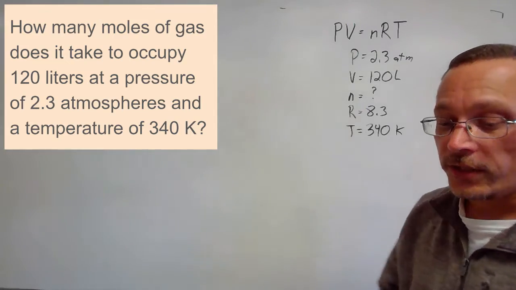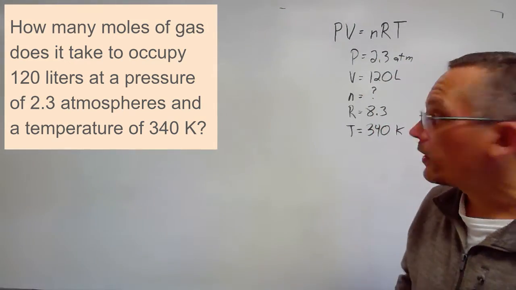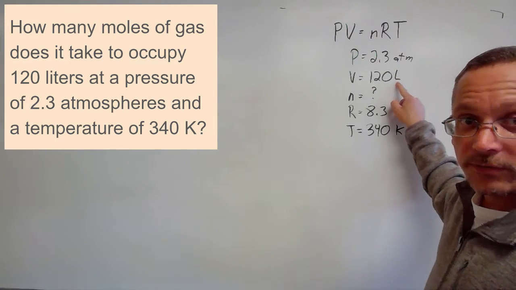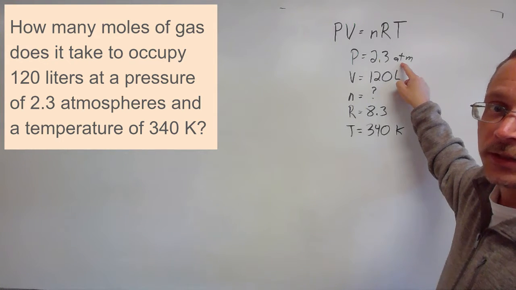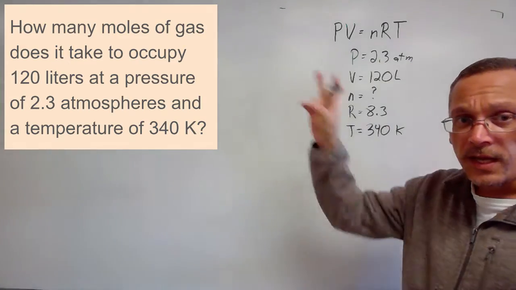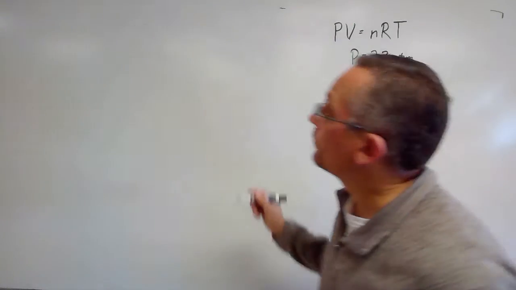Now let's look and make sure that all of our things are in the right units here, okay? So kelvins is right for temperature, liters is right for volume, but atmospheres is not right for pressure. So we're gonna have to convert this one. Let's come over here and convert those atmospheres into kilopascals, okay?